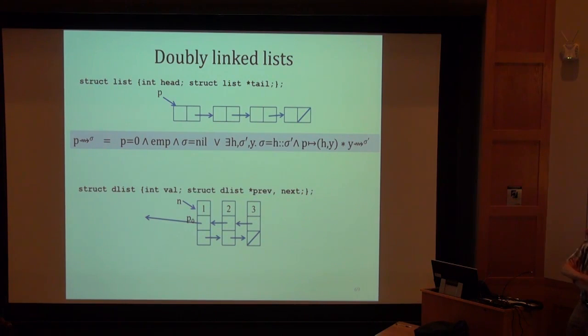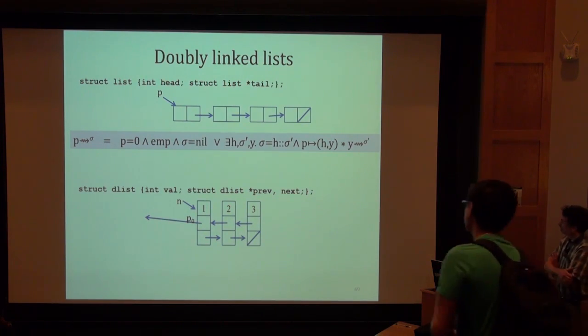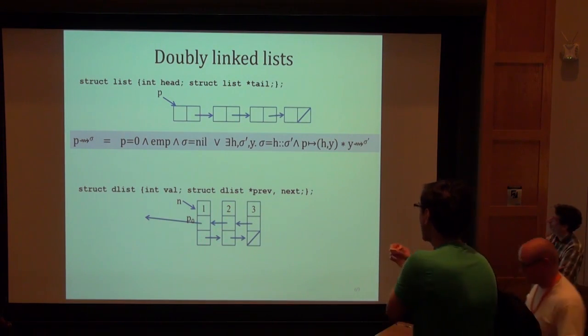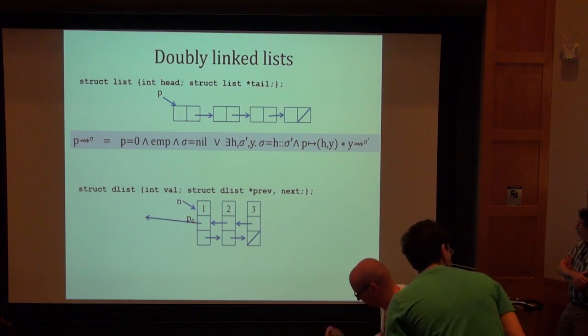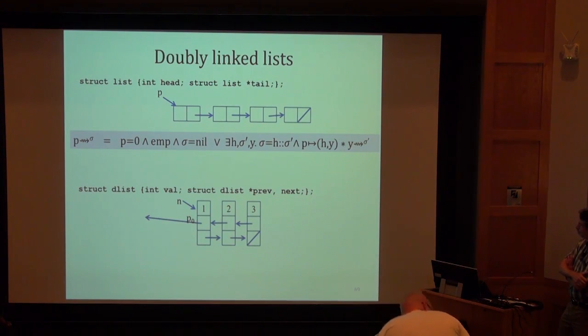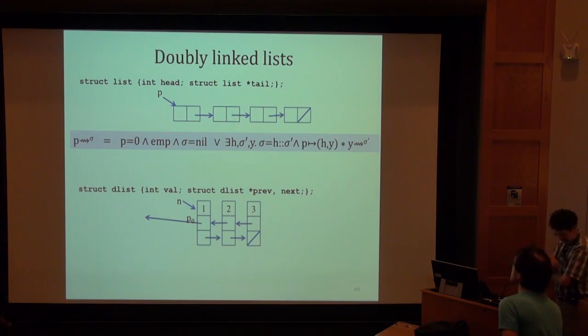So at the top of the slide we have singly linked lists with the conventional representation in separation logic. P is a linked list representing sequence sigma if P is nil and the memory has the empty footprint. P is null, and sigma is nil, or sigma equals H cons sigma prime and P maps to a record H comma Y, and Y is a linked list representing sigma prime.